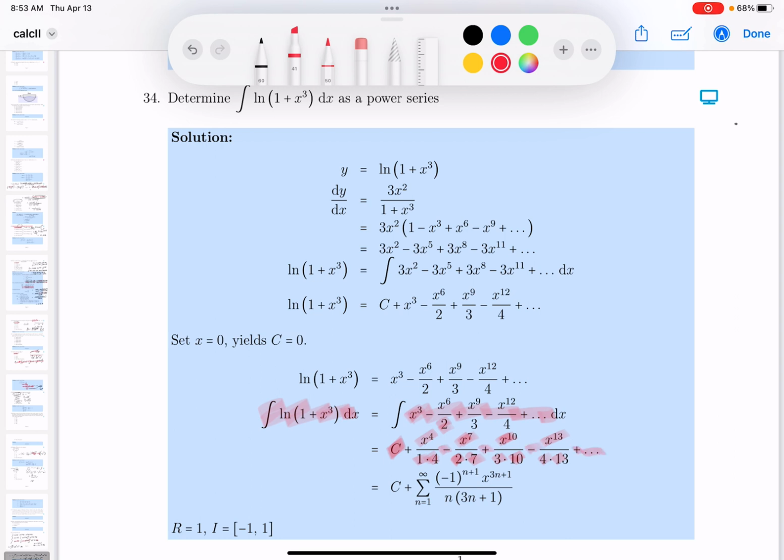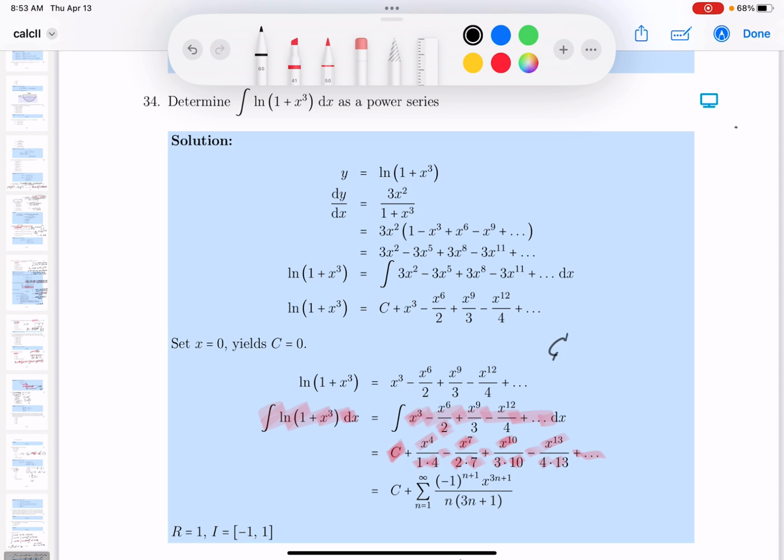All right? So what I'm doing now, I'm going to write down the sum. The C is there, but the sum, whoops, sorry about that, not equal, plus the sum. I'm going to start at 1. I'm going to go off to infinity.